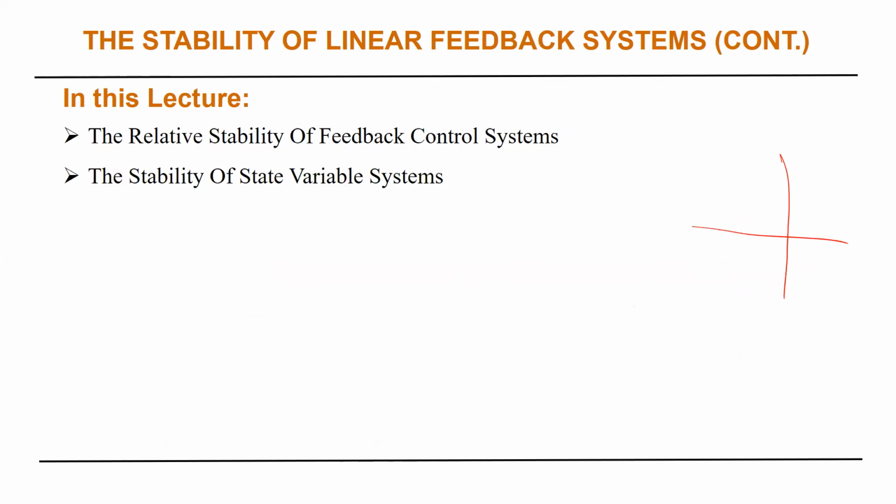Okay, but look, simply what we are saying in here, if I have a pole which is near the j omega axis, I may run into stability problems.